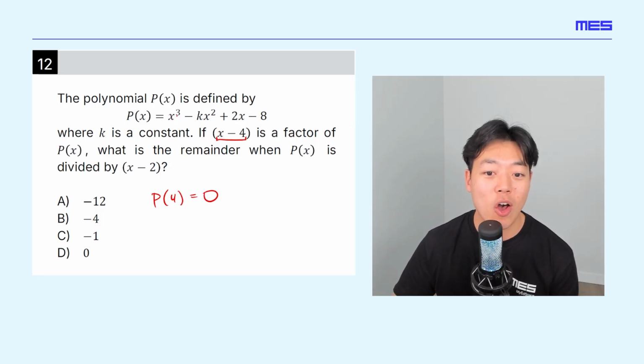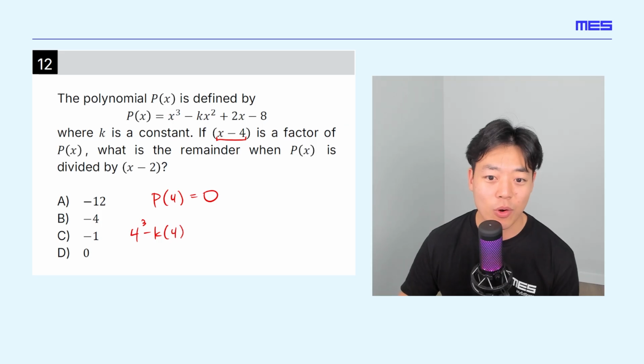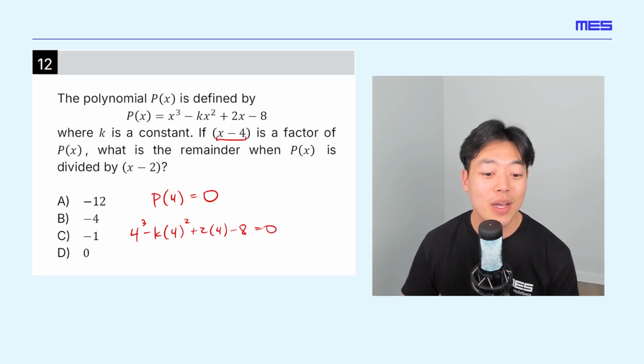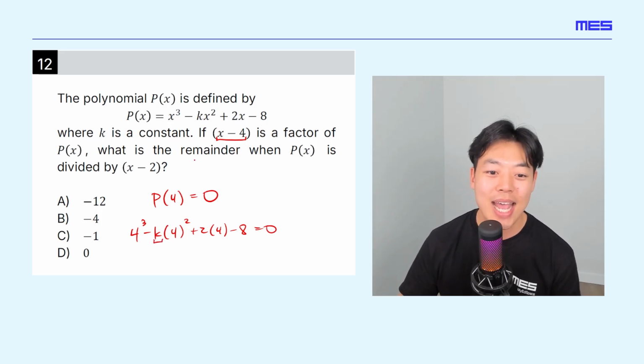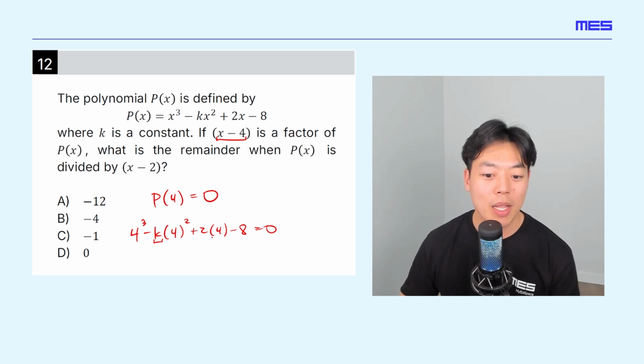Let's plug in 4 into all the x values we see in p of x. That gives us 4 cubed minus k times 4 squared plus 2 times 4 minus 8. We know this will equal 0. Thankfully, we only have one variable left. We can solve for k, and then we can solve the remainder of this problem. So we have 64 plus 8 minus 8. These will go poof in the night. So we have negative 64 here, negative 16k. So k is equal to 4.